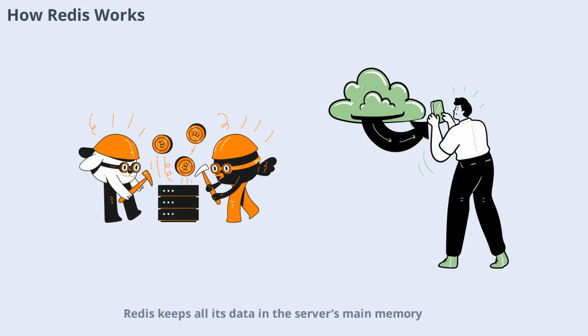Redis keeps all its data in the server's main memory, unlike traditional databases that rely on disk storage. This design choice means Redis can handle millions of operations per second, with average read and write times under a millisecond. The trade-off: if the server crashes, data in memory can be lost unless persistence is configured. Redis's in-memory approach is what gives it its legendary speed, making it ideal for use cases where performance is critical.